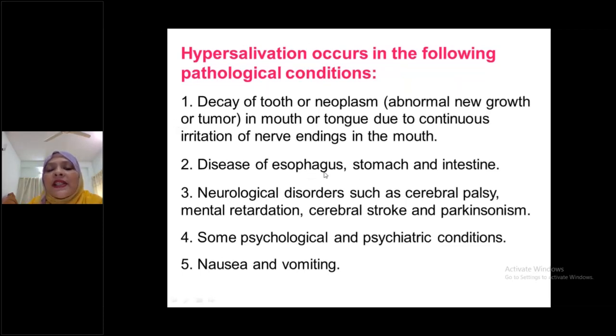ইসোফেগাস। ইসোফেগাসের যদি কোনো ডিজিজ, স্টোমাকের যদি কোনো ডিজিজ হয়, এন্ড ইন্টেস্টাইনের যদি কোনো ডিজিজ হয়, তাহলে হাইপারসালিভেশন হতে পারে। নিউরোলজিক্যাল ডিসঅর্ডার সাচ এস সেরিব্রাল পালসি, mental retardation, cerebral stroke, and Parkinsonism, hypersalivation occurs. These are all the pathological conditions. Some psychological and psychiatric conditions, nausea and vomiting, এখানেও hypersalivation may occur.